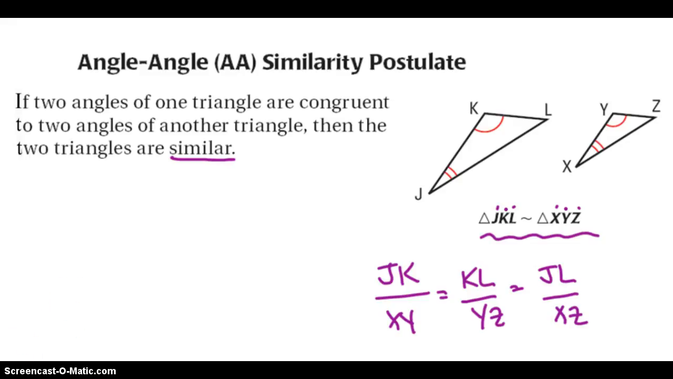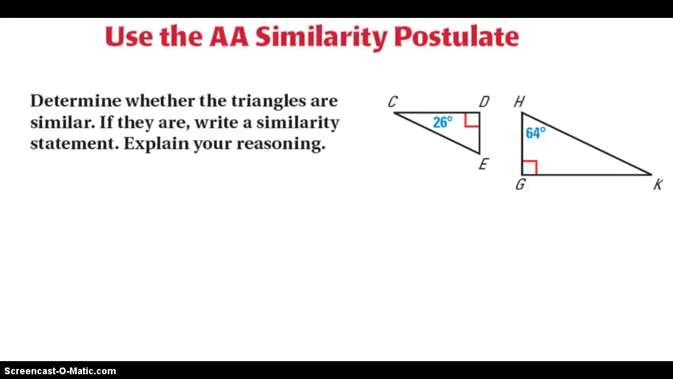Okay? So let's look at an application of the angle-angle similarity postulate. This says, determine whether the triangles are similar. If they are, write a similarity statement and explain your reasoning. So now we're not told that the triangles are similar, but we're trying to figure out if they are. Kind of like our triangle congruence, right? You have to figure out if they were congruent or not. Well, the same thing's happening with similarity.